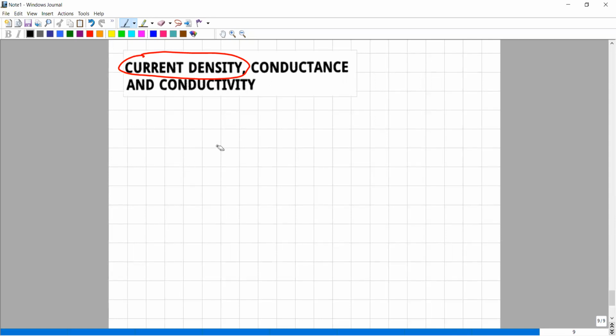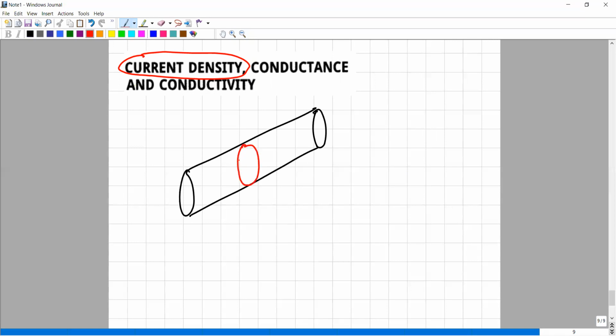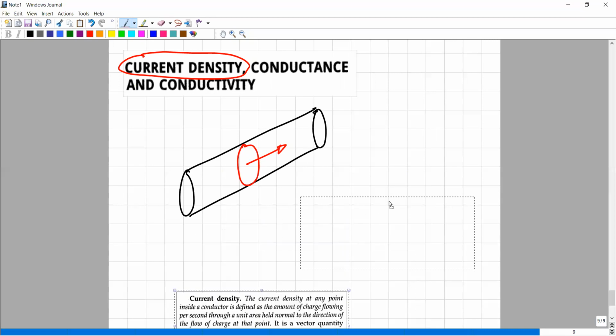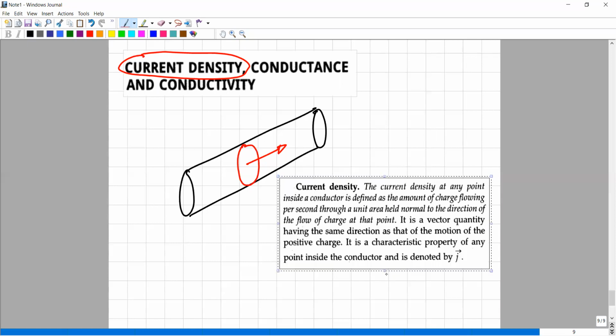Now, if there is a conductor, and in the conductor you have decided that this is the area you want to focus on, then this area will have an area vector which is perpendicular to the area. So current density is equal to the charge passing through this area. If you read the proper definition, the current density at any point inside the conductor is defined as the amount of charge flowing per second through a unit area.